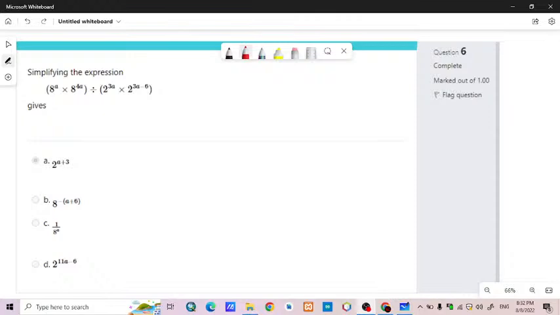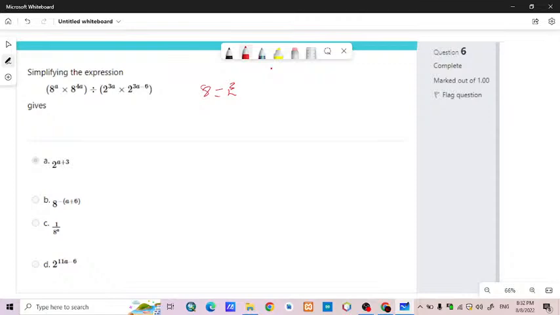I think the best way to deal with this is to first convert the number 8 into 2 to exponent 3. Okay, so what I mean is that 8 is equal to 2 to the power 3.